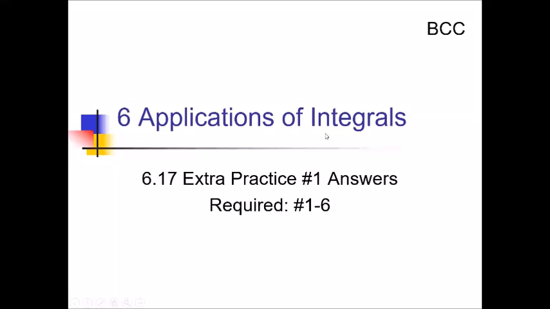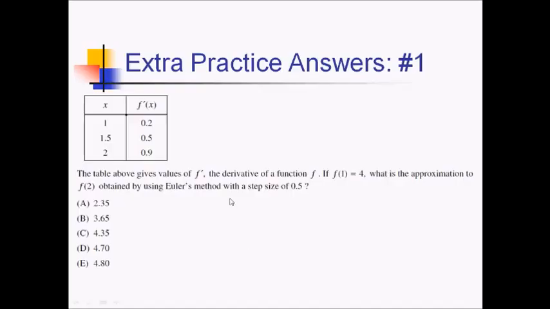Hello there, Mr. Sutton here, bringing you the BC Calculus 617 Extra Practice Number 1 solutions on Euler's method. For this problem, we're given a table with values of f prime, and we're told if f of 1 equals 4, we want an approximation for f of 2 using Euler's method with a step size of 0.5.